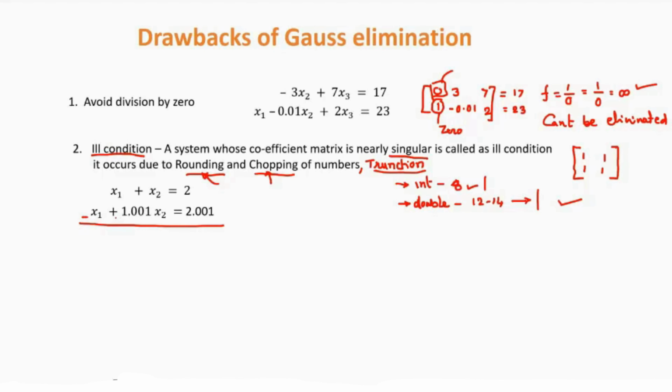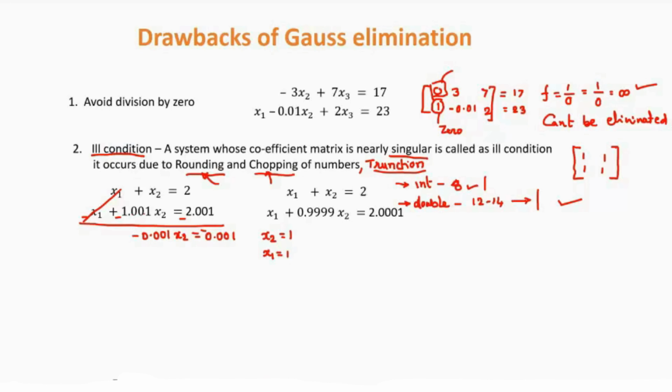So I will change the sign. So here, now see, this gets cancelled. So here you will get minus 0.001 into x2 is equal to 0.001. This is also minus. Now here you will get x2 is equal to 0.001 by 0.001, so x2 is equal to 1. And similarly, x2 is equal to 1 means by using the first equation, you will get x1 is equal to 1.